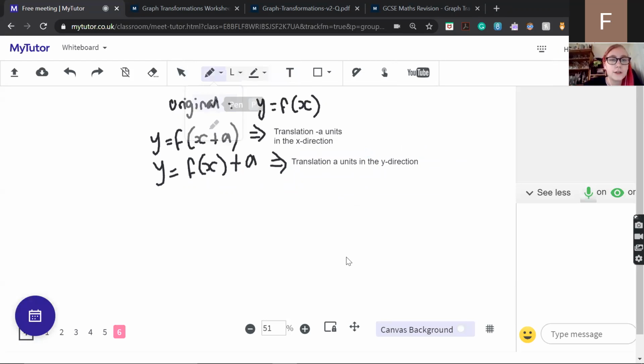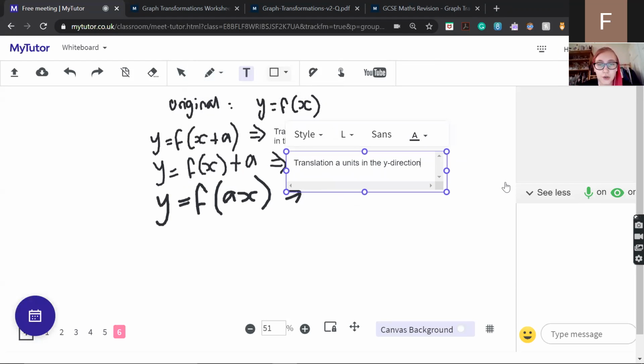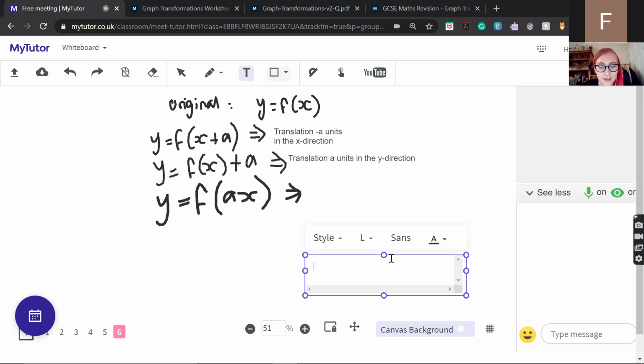So those are our translation ones. That's what they look like. What about stretches? Stretches are multiplying by some sort of factor. So what about f of ax? We're multiplying our x term here. This correlates to a stretch of factor 1 over a in the x direction.